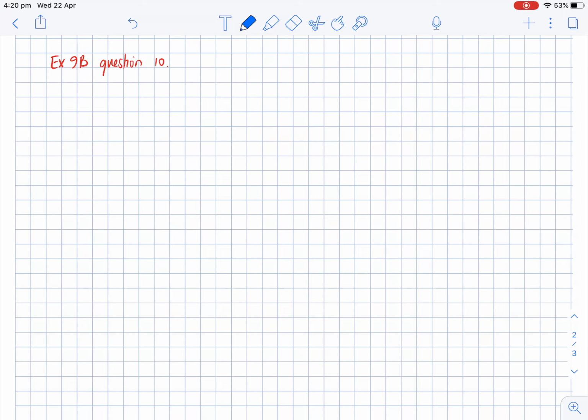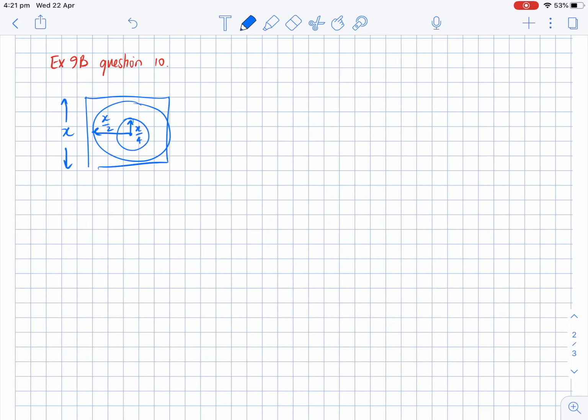So question 10 in 9B says that a dart is thrown at random onto the board shown, and the board looks like this. The board is a square of side length x, so the side length here is x. The largest circle is of a radius of x on 2, so that's x over 2. And the smaller radius is x over 4.